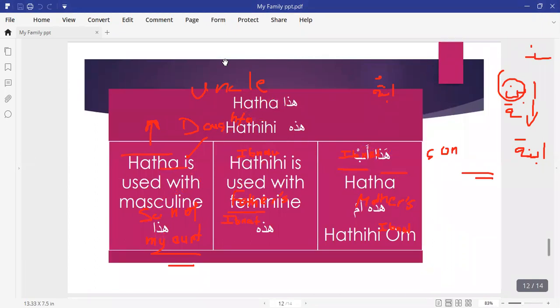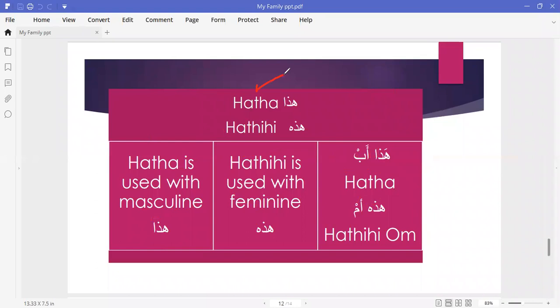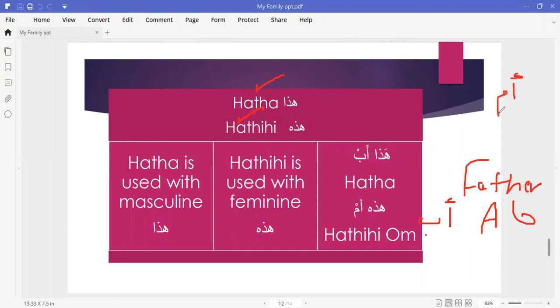Another skill here, we have to differentiate, as we said, between هذا and هذه. هذا is used with masculine, هذه is used with feminine. Let's take father and let's take mother. Father is ab. Do we say هذا أب or هذه أب? Father, أب, is masculine. So we say هذا أب. If I take mother, what do we say? هذه, because mother is feminine.